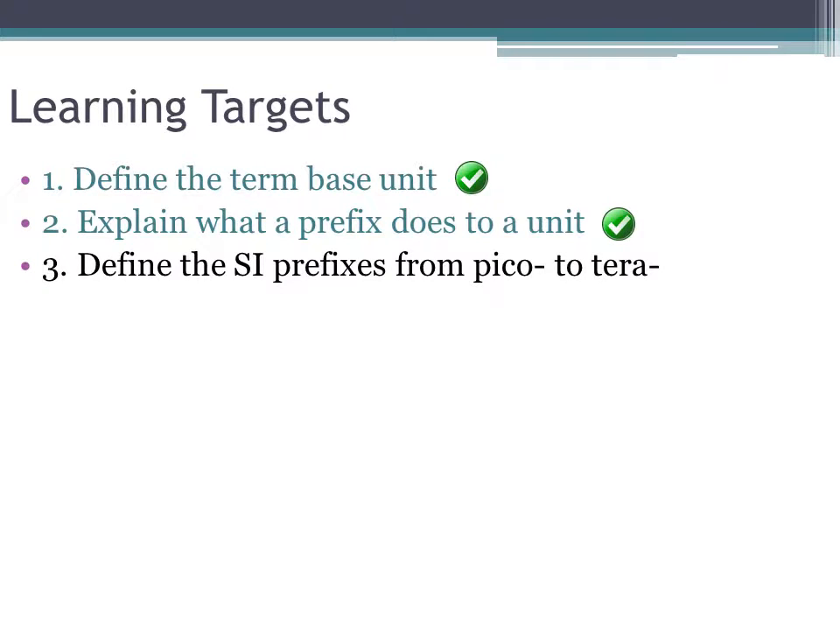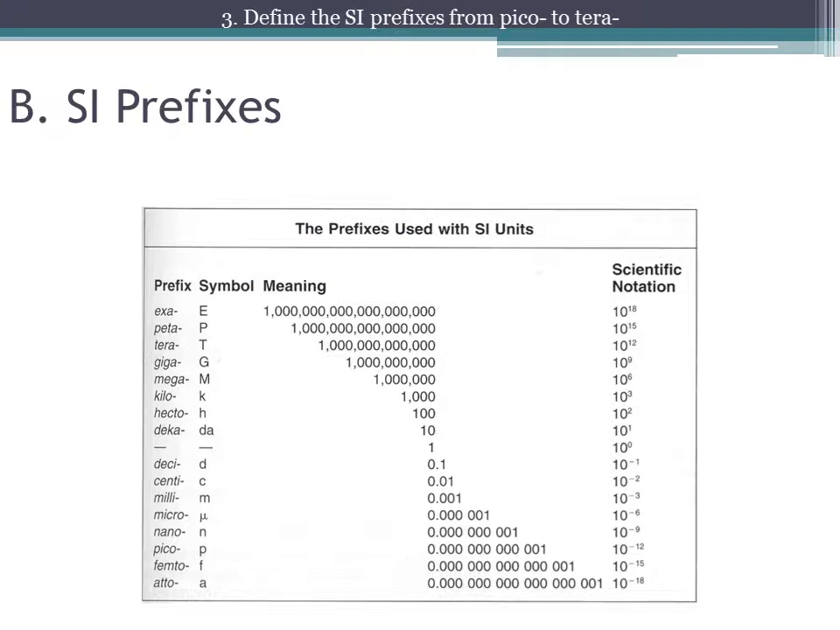The last thing we want to do here is we want to be able to define the SI prefixes from pico to tera. And I'll explain what we mean by define. Here is a table that shows a whole bunch of prefixes for the SI system. And you can see there are several of them. I don't know if we counted up. Looks like 15, 18, something like that here. What you need to do is you need to memorize the prefixes going from pico, so down here, 10 to the negative 12th, up to tera, 10 to the positive 12th.